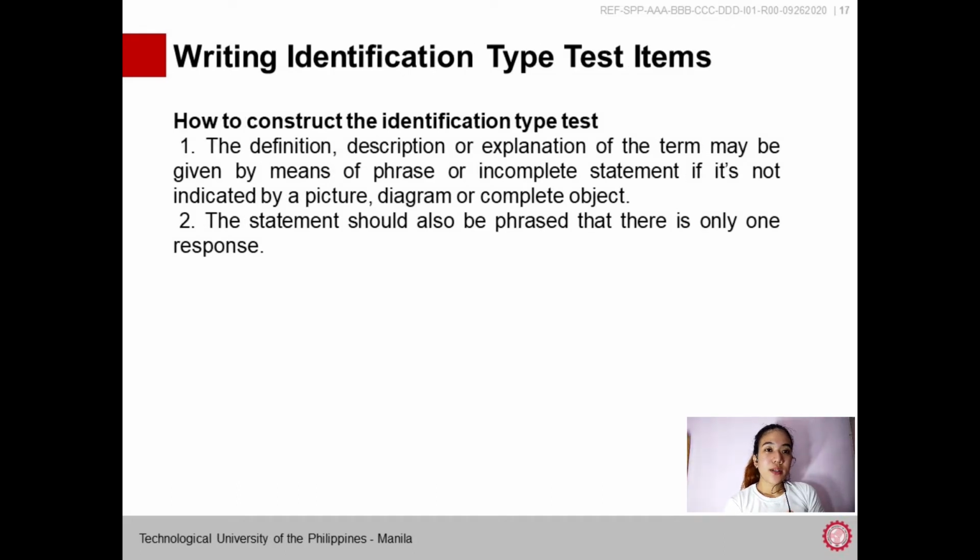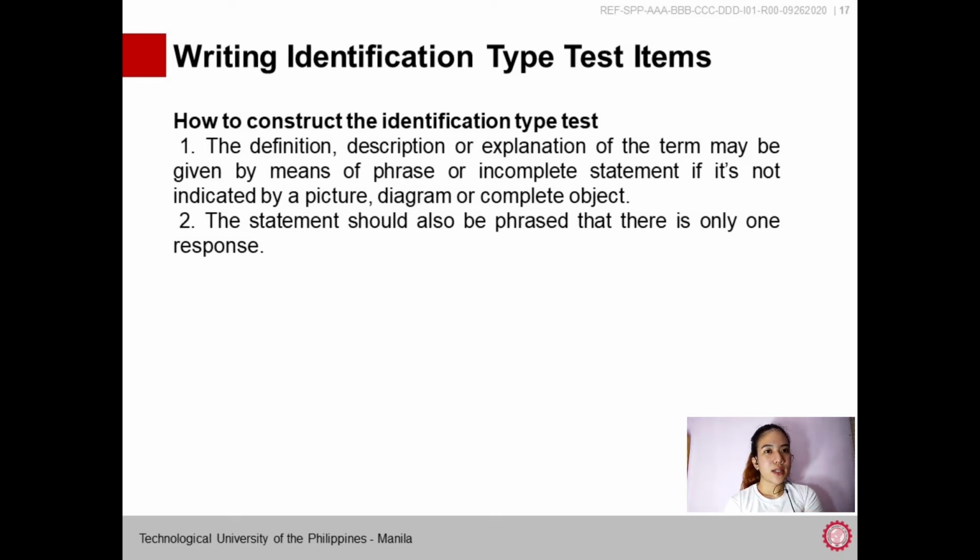So for the construction of identification type of test, the definition, description, or explanation of the term may be given by means of a phrase or incomplete statement if it is not indicated by a picture, diagram, or a concrete object. And also the statement should be phrased so that there will be one response.